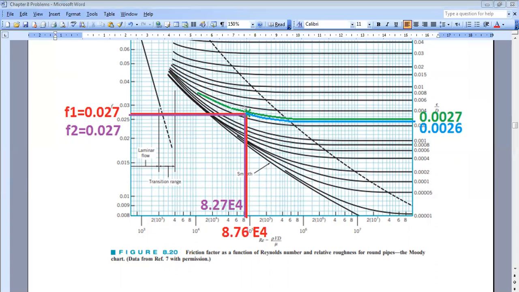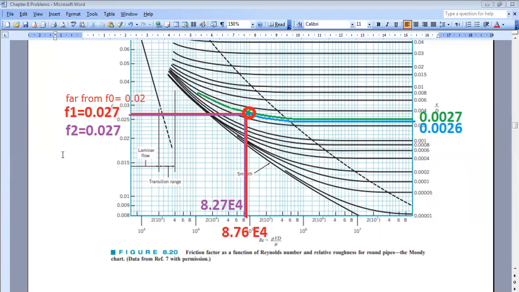This point, I put an X for you. If you take a horizontal line to read the value of f, you will read a value of f1 equal to 0.027, which is far from f0, which was 0.02. So I cannot stop here. I should do an additional iteration. Okay, what to do now?